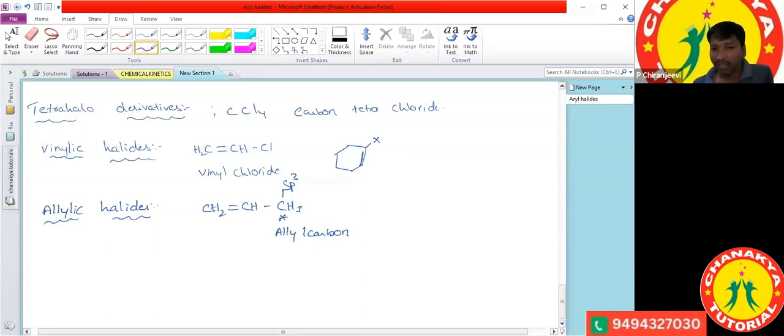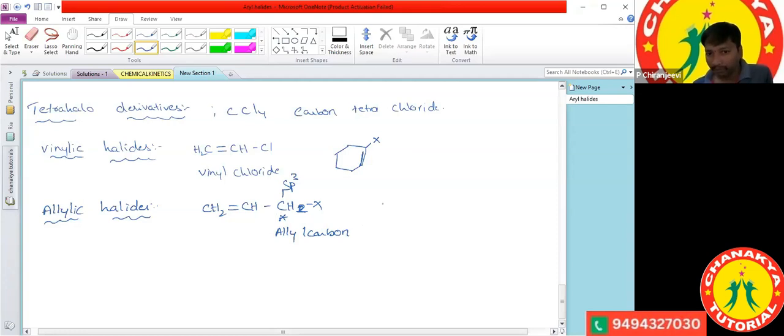If the halogen is attached to the allylic carbon, it is called an allyl halide, or we can also call it an allylic halide. Now you got the clarity. The carbon adjacent to the double bond has to be an sp3 hybridized carbon atom. If one hydrogen on that sp3 hybridized carbon atom is replaced by the halogen, then the given compound is called an allylic halide. Now I will give one more example to you.